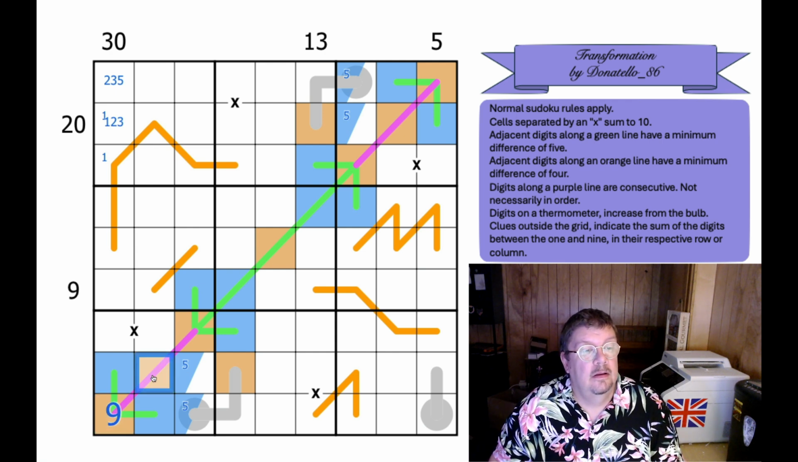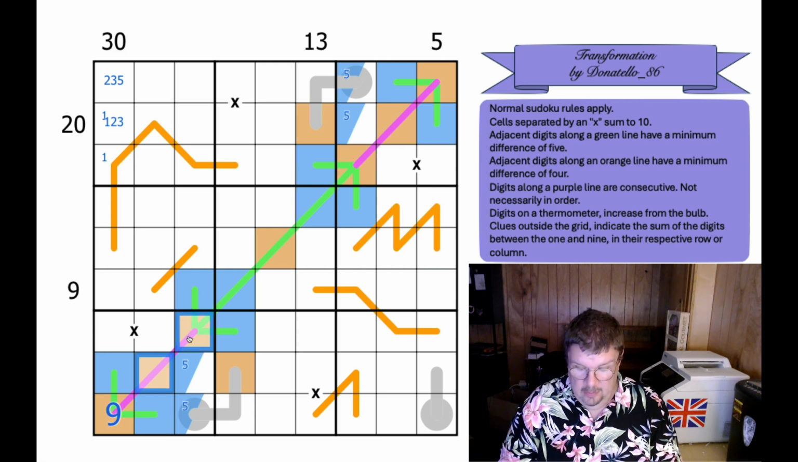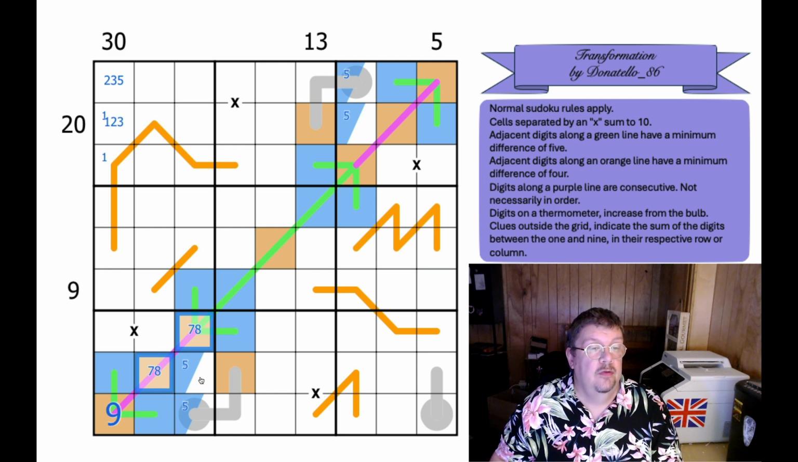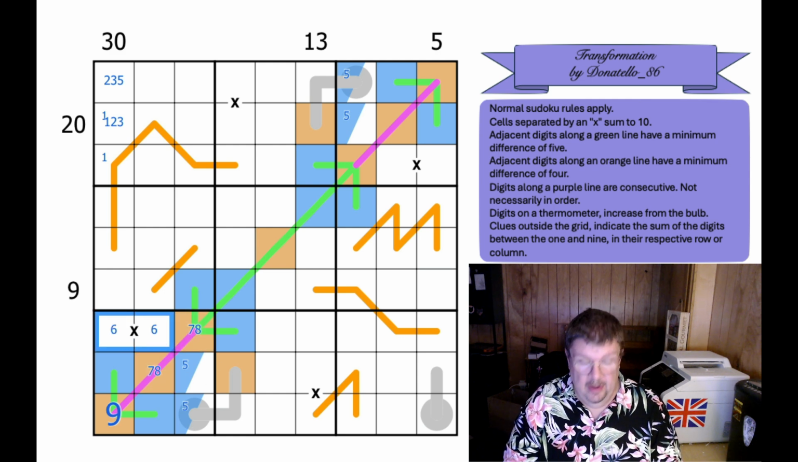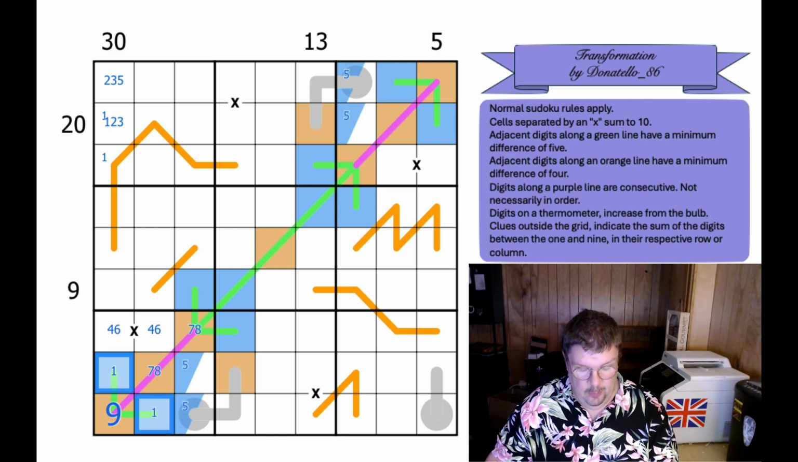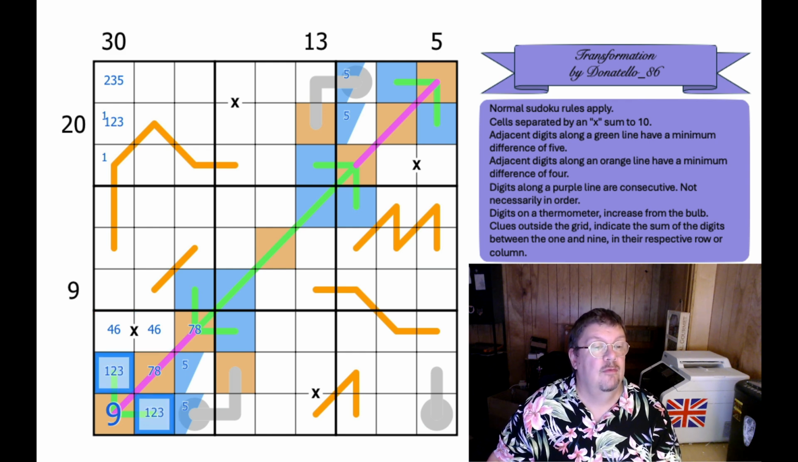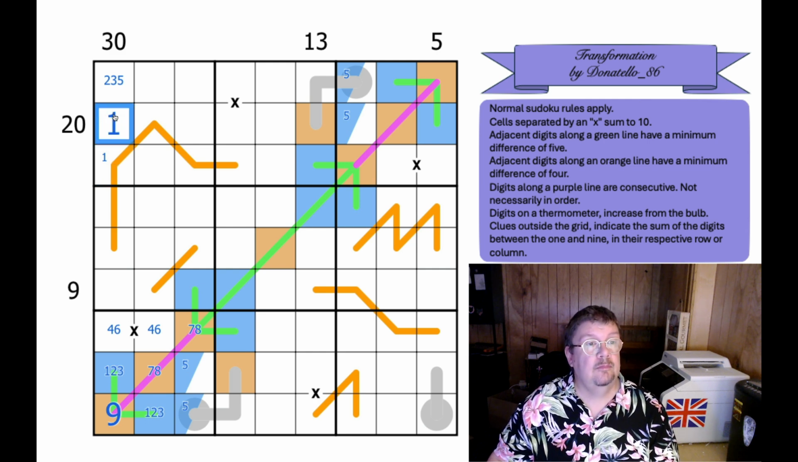Now, if 9 is on the line, we know that these must be 7 and 8. We know that this is a 5 and a low digit, so this must be a 6-4 pair. That means that these are from 1, 2, and 3, because I can't put a 4 there. Oh, and that has implications up here. If this is a 1, that's a 2-3 pair, and this has no fill. So that is not a 1, that is a 1.